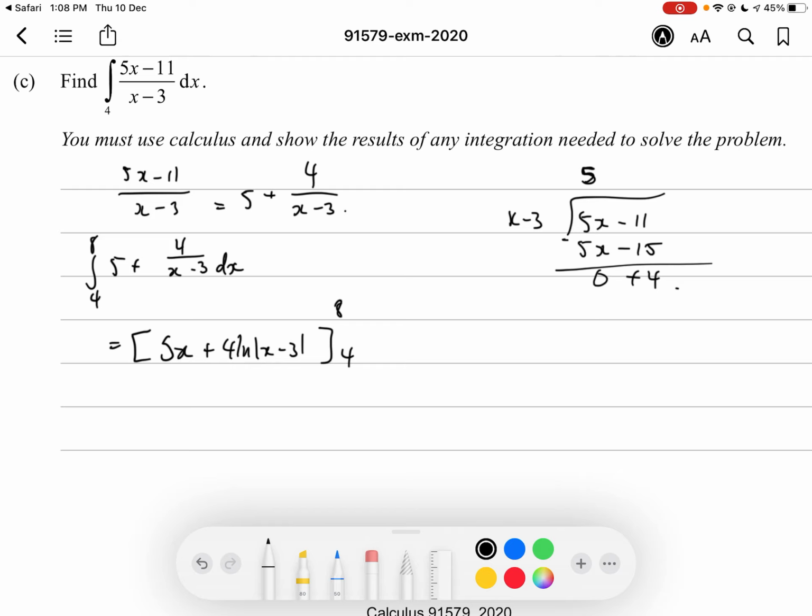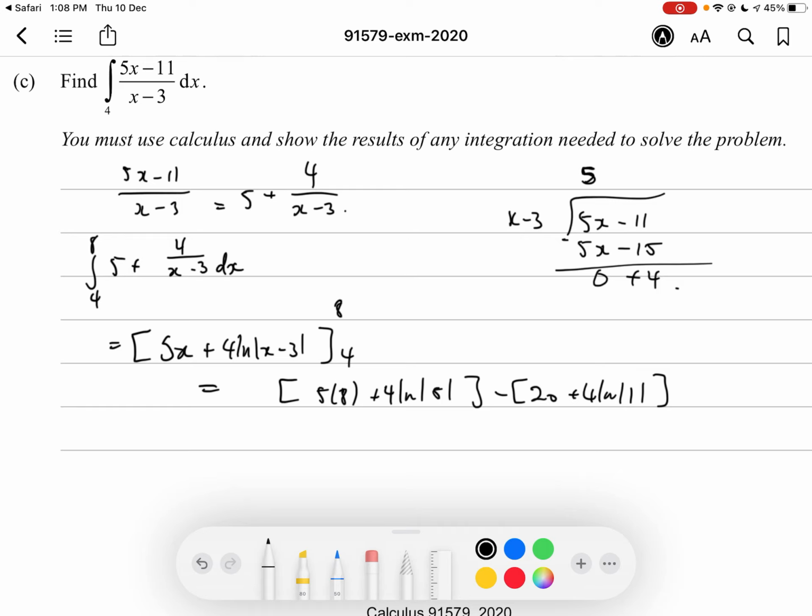Alright, and that's equal to this. So now we can say that 5 times 8 plus 4 ln of 5 minus 20 plus 4 ln of 1 will give us our answer.